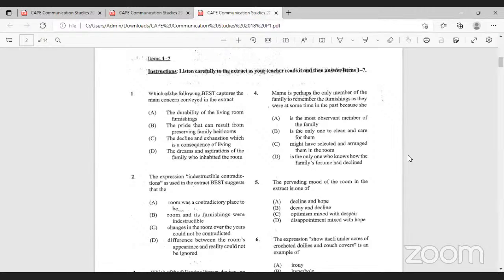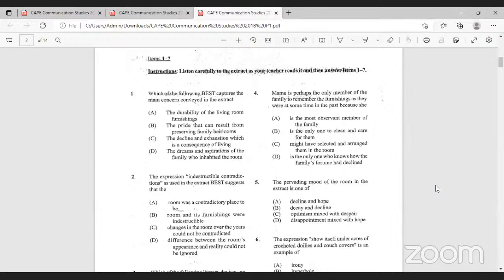Which of the following best captures the main concern conveyed in the extract? C. Yeah, the answer is C. Everybody sees that? The decline and exhaustion, which is a consequence of living. Right? It's worn down over time. Everybody sees that it's C, right? Give me some feedback. Almost finished.